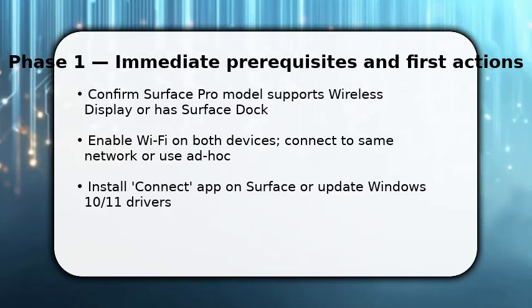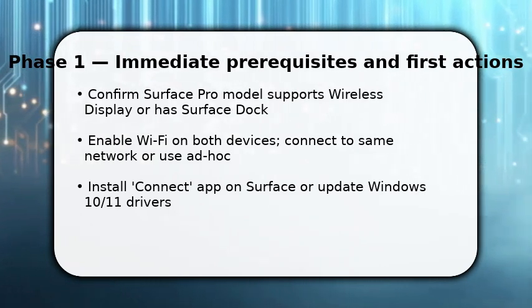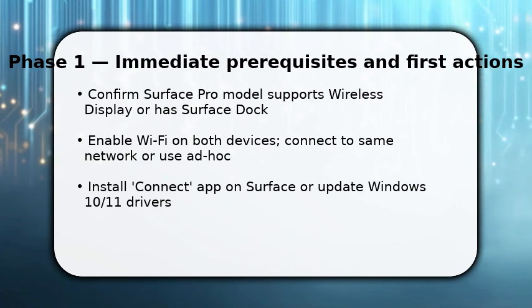You start by preparing both machines and the network. Turn on Wi-Fi, sign into your account, and open settings. This ensures discovery and permissions work.